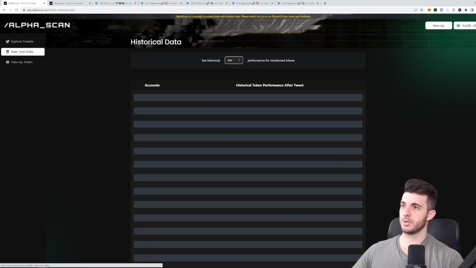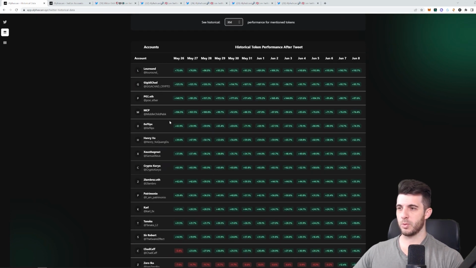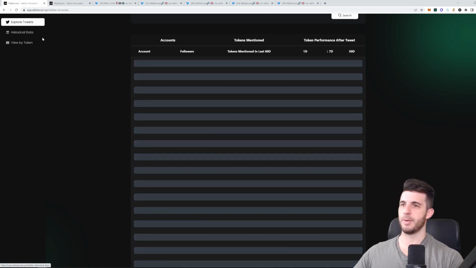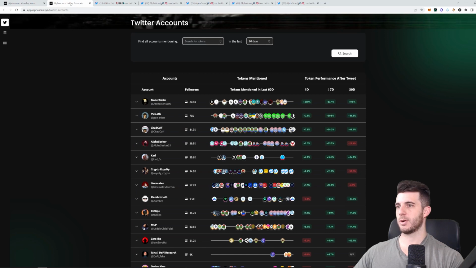Then you can also go to historical data. Here you can see accounts and how they've performed over history. Although I wouldn't take it 100% at face value just because some coins can just pump like crazy and dump like crazy. So I prefer to use the methods I showed you, which is you explore the tweets, you view by token, and so on.